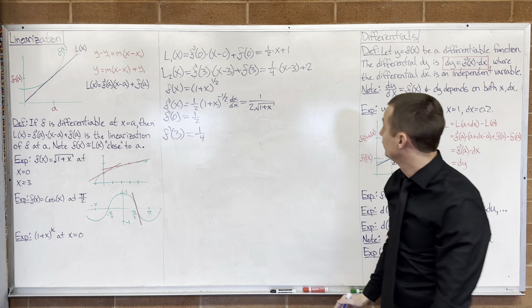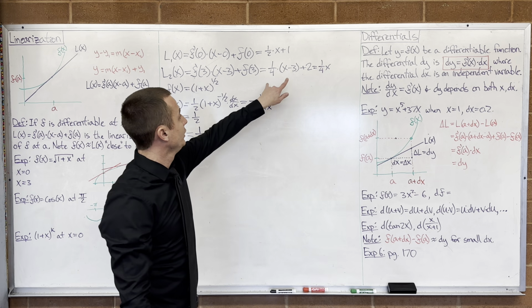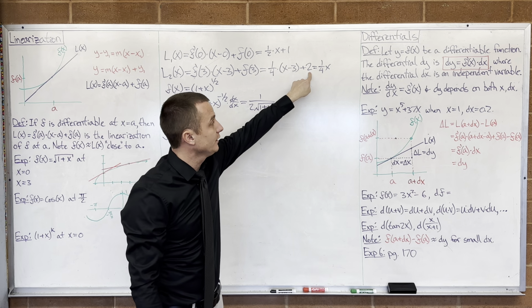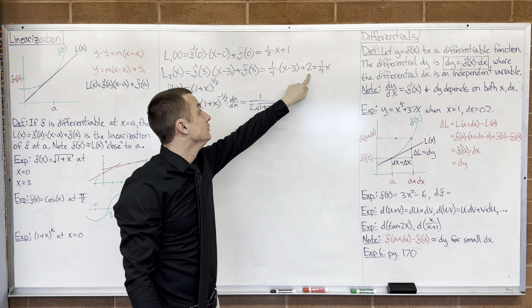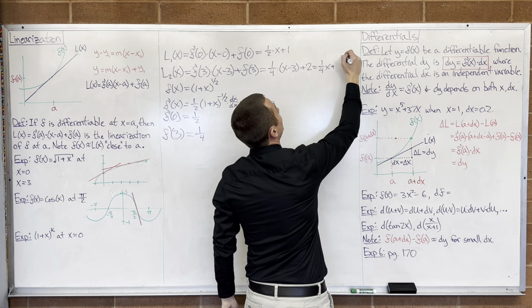So now this is equal to 1/4 x, we have minus 3/4 plus 8/4. Minus 3/4 plus 8/4 is 5/4. 2 is the same thing as 8/4. Negative 3 plus 8 is 5. Okay, there we go. So here is our second linearization.